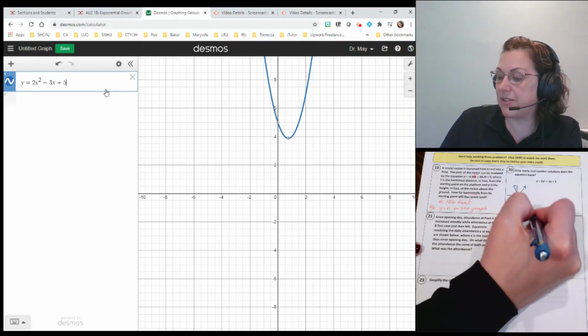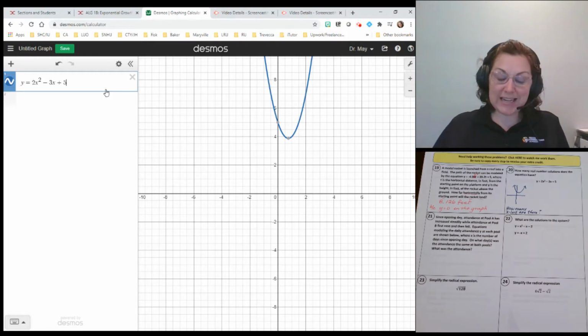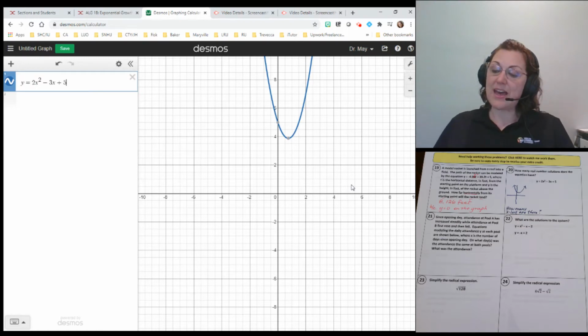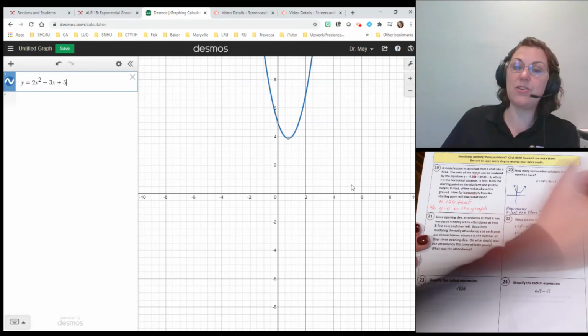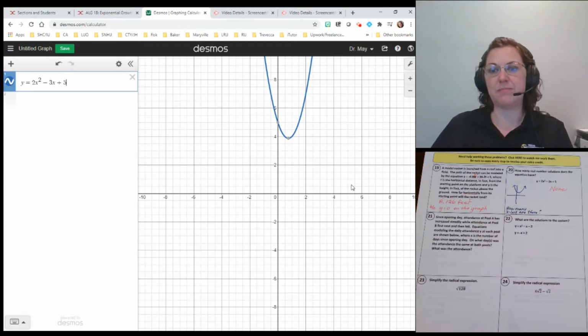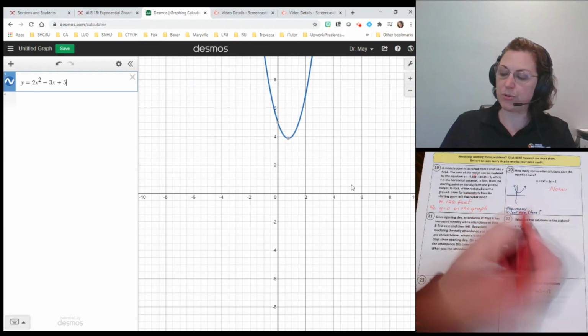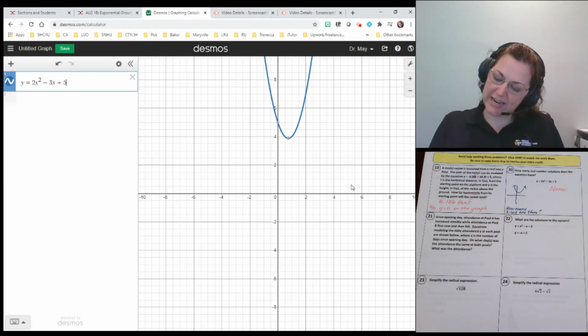That's really what this question is asking. I don't see any x-intercepts. This graph does not touch the x-axis in any way, shape, or form. That means there are none. There are no real solutions for this problem. Okay? Make sure you have these two things in your notes, though, so you'll know what you're looking for. All right. Sounds great.